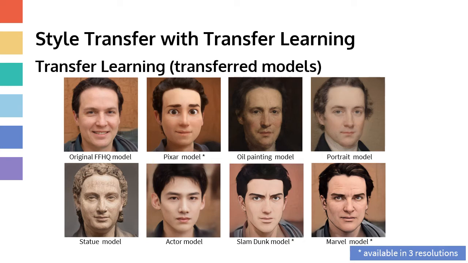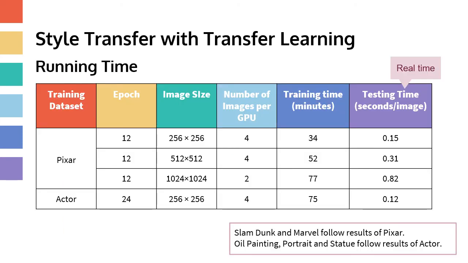This is the outcome of the transferred models from transfer learning. The expected result of the actor model is the generation of the actor's face on any random faces. And for the other 6 models, it is the generation of the original image with the respective styles. As we can see here, the pixel model is much better than the previous Disney model mentioned. In terms of both training and testing, my method is highly efficient as seen from the table above, and it can be carried out in real time regardless of the image resolution.